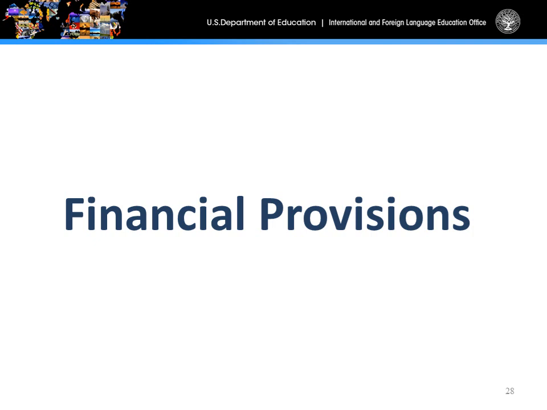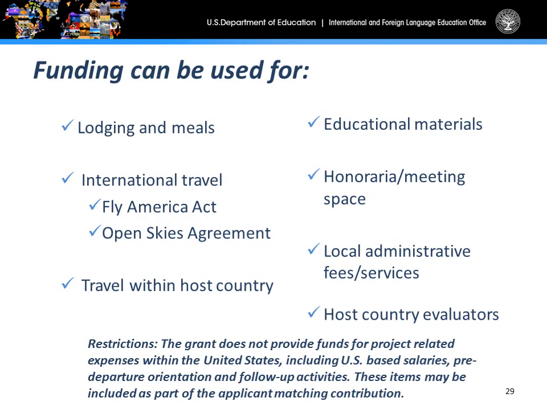Okay, let's talk about some of the allowable costs for the GPA Short-Term Program. Funding can be used for the following: lodging and meals, round-trip international travel, and as a reminder, all flights to and from the U.S. must be Fly America Act compliant, travel within the host country, educational materials purchased in the host country, meeting space with the host country, local administrative fees and services, and host country evaluators.